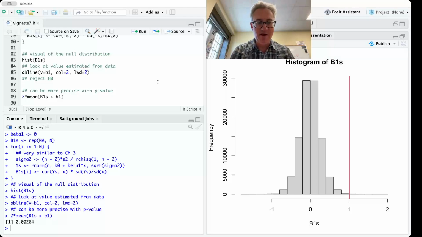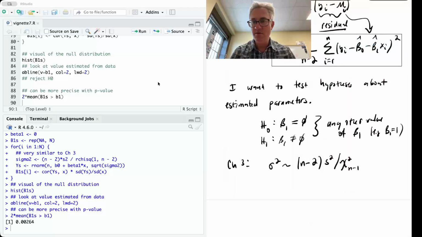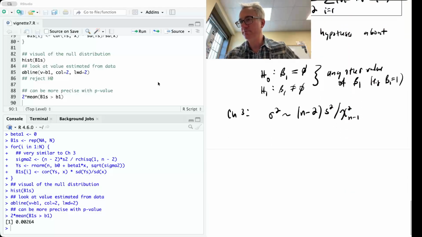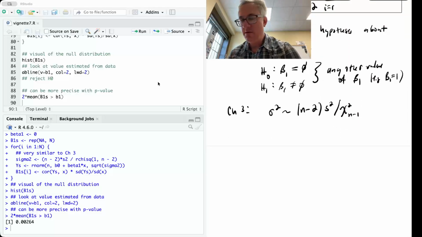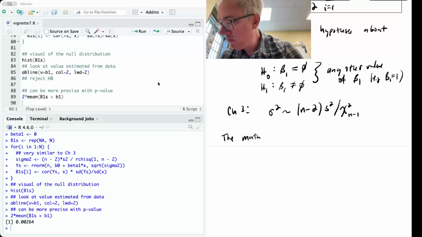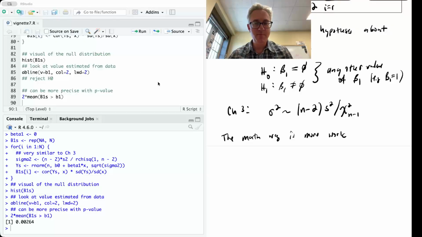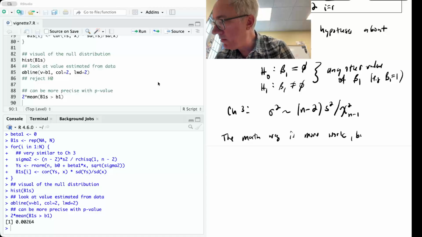All right, let's go back over to the whiteboard. The math way is more work, but doable.